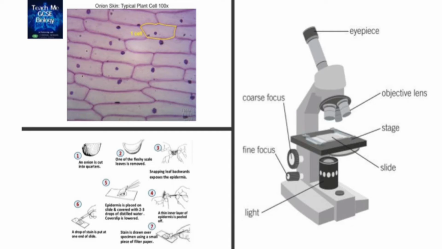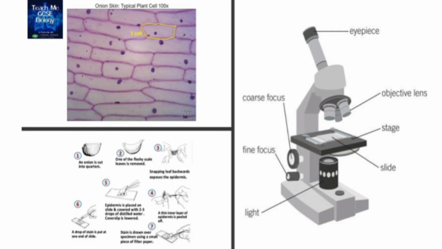But different magnifications will give you different views, because you're going to see fewer cells as you look closer. So you're going to see much closer views of individual cells. The fine focus is just to make sure that once you've used the coarse focus to see that there are cells there, you can use the fine focus to really make sure that you're seeing a clear image.